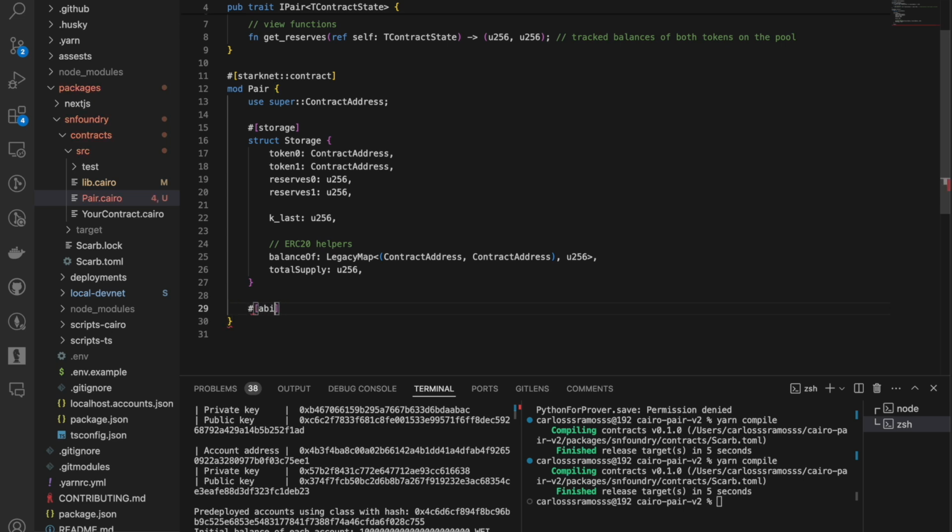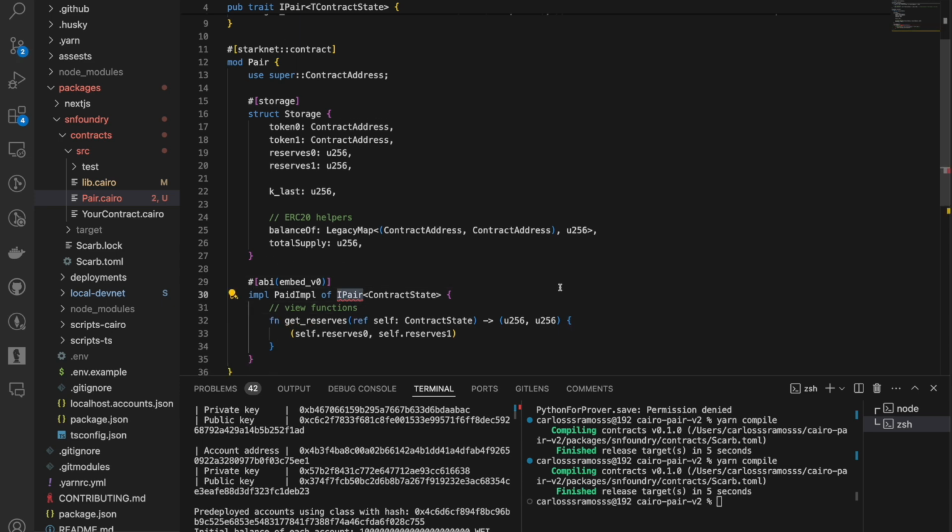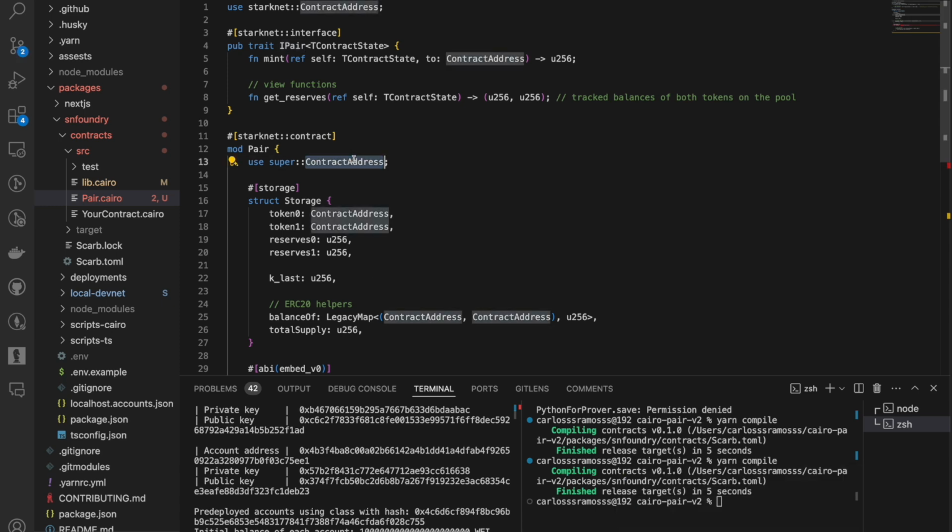Now I'm gonna implement this through the API of the contract. I'm gonna do this API embed v0, and I'm gonna do this implementation of pair, implementation of iPair of my contract. And I'm gonna start with the view functions here. I'm gonna keep the view functions at the bottom, get reserves. So this is already here, iPair. I need to import my iPair, so I'm gonna put it here.